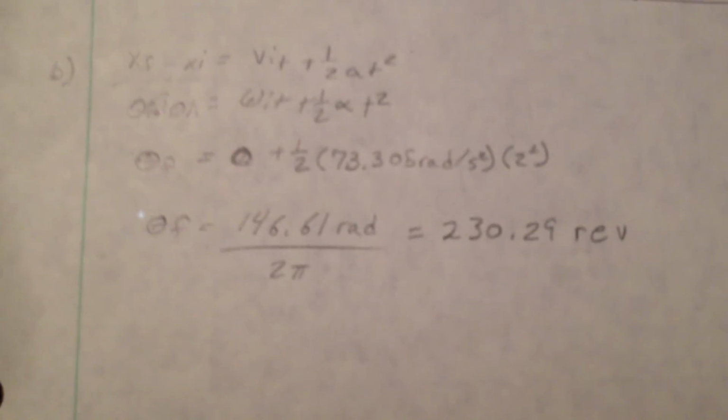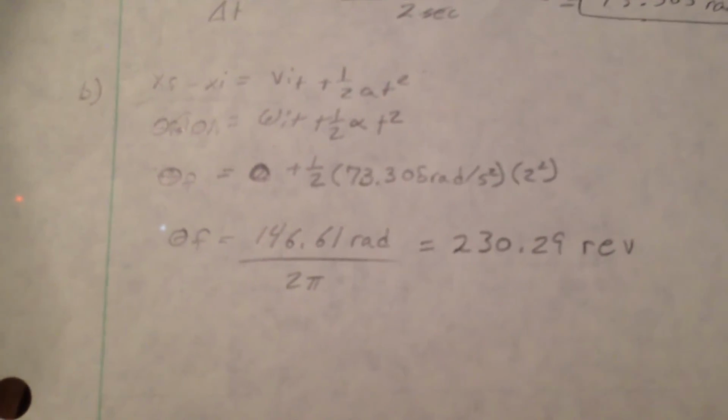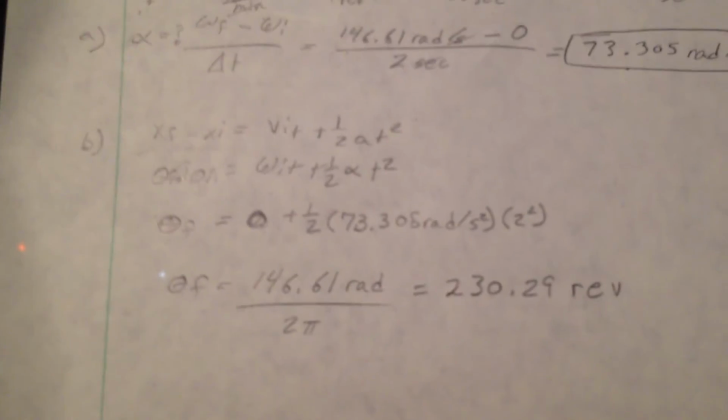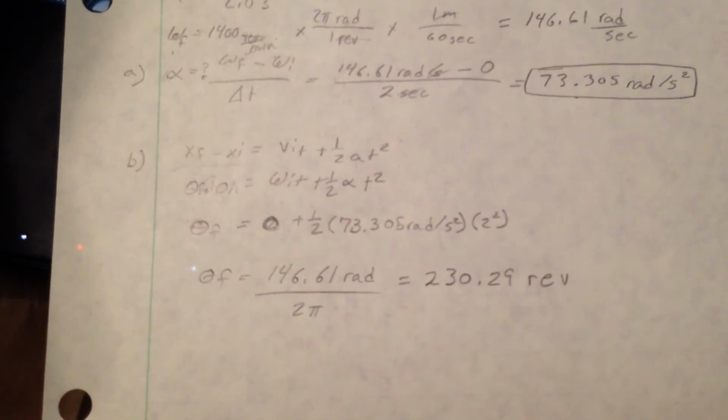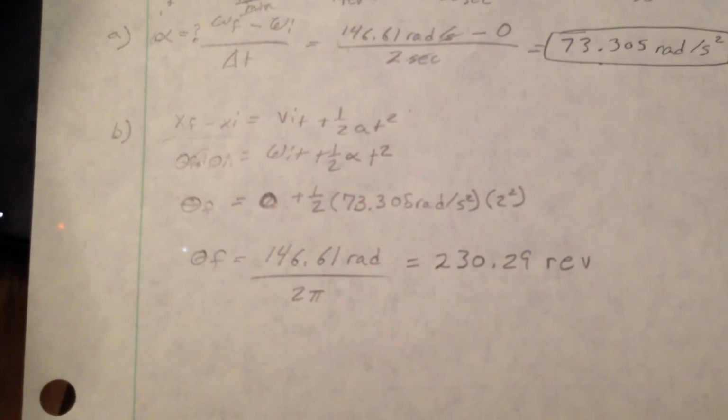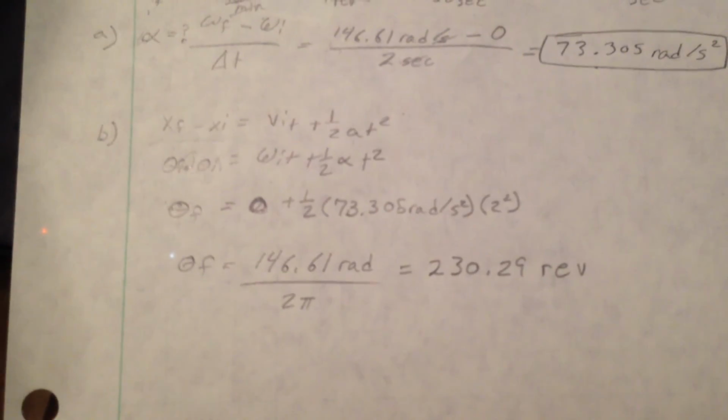Sorry about that. Which gives you the radians, and then you take the radians and divide by 2 pi, and that gives you the revolutions, which is 230.29 revolutions.